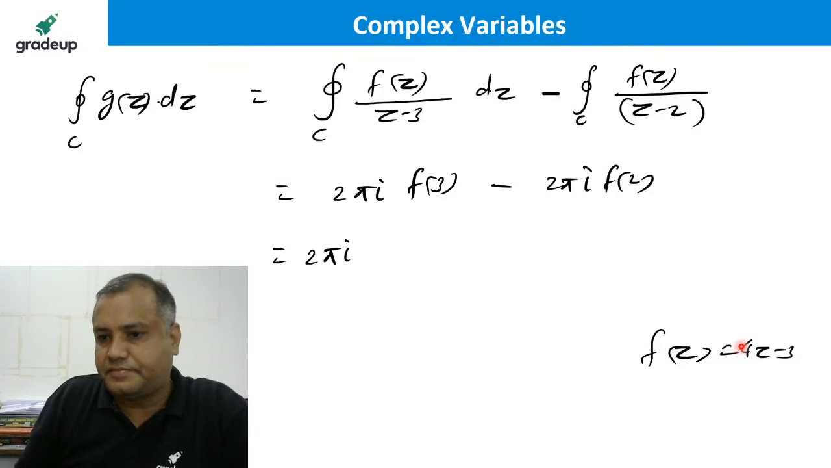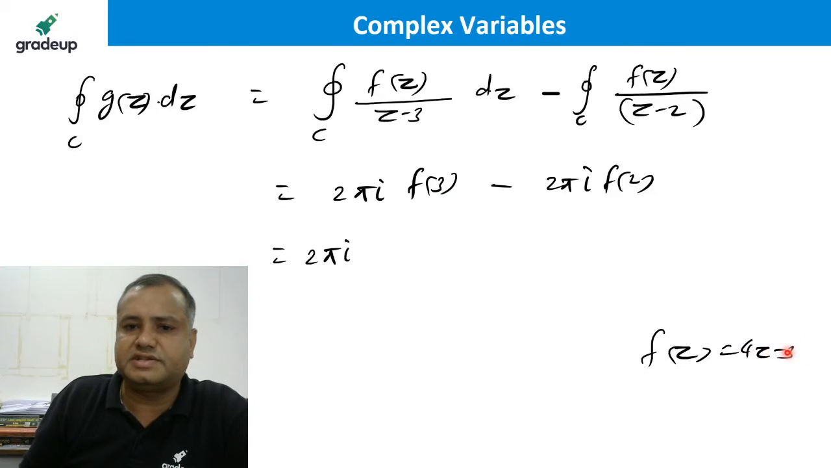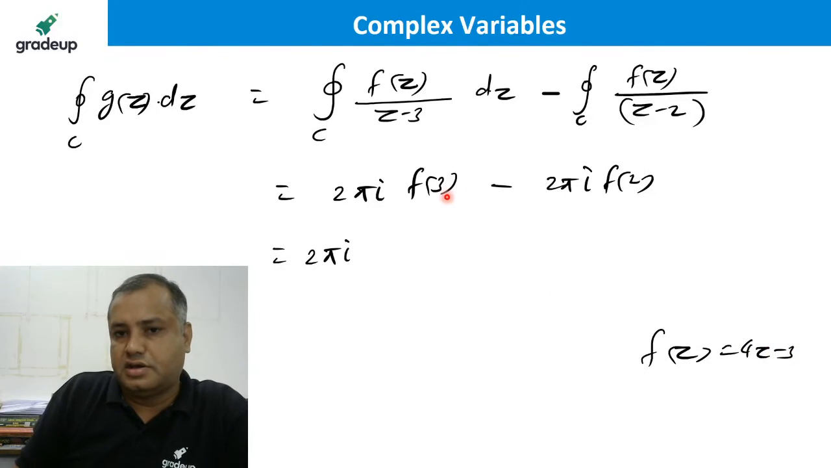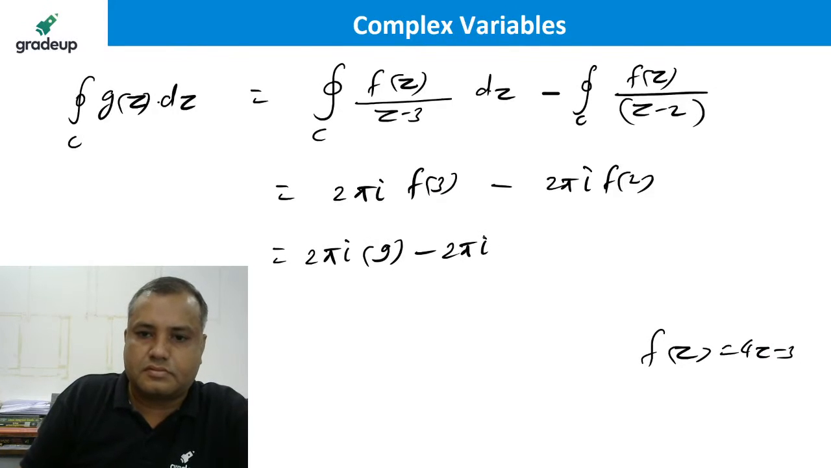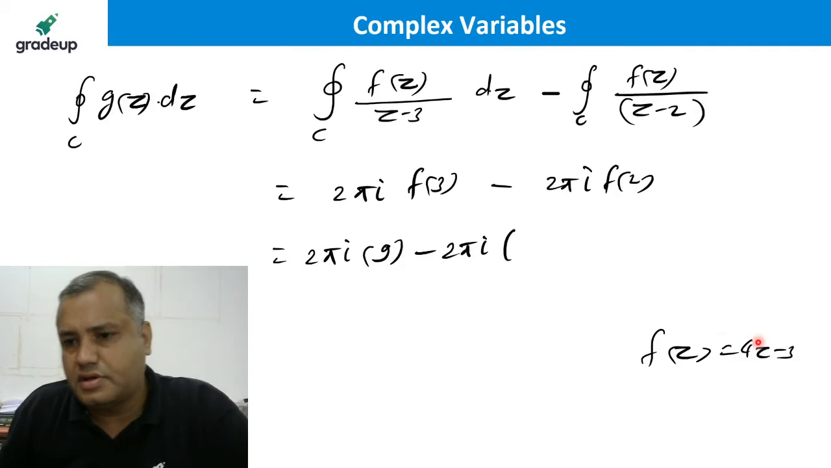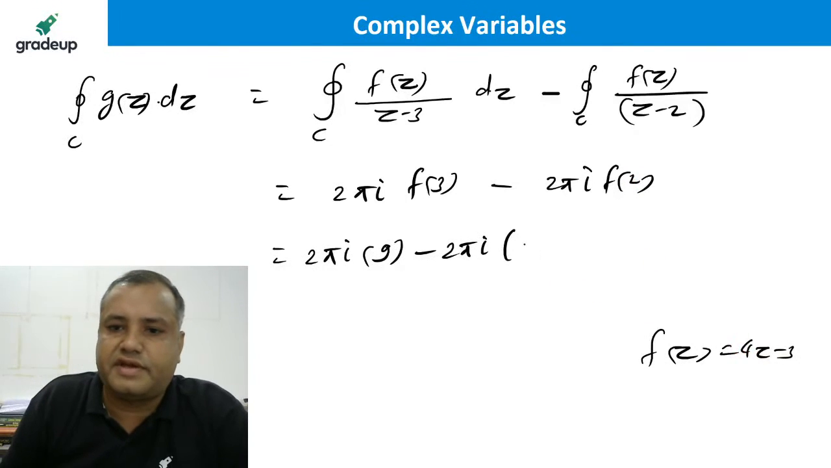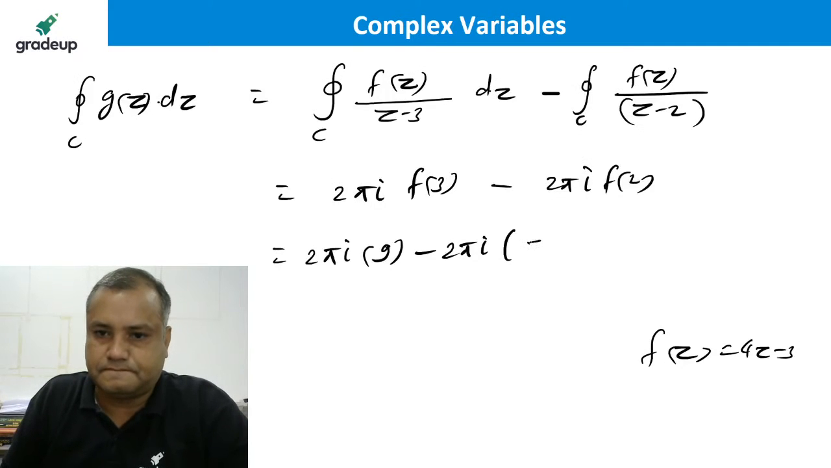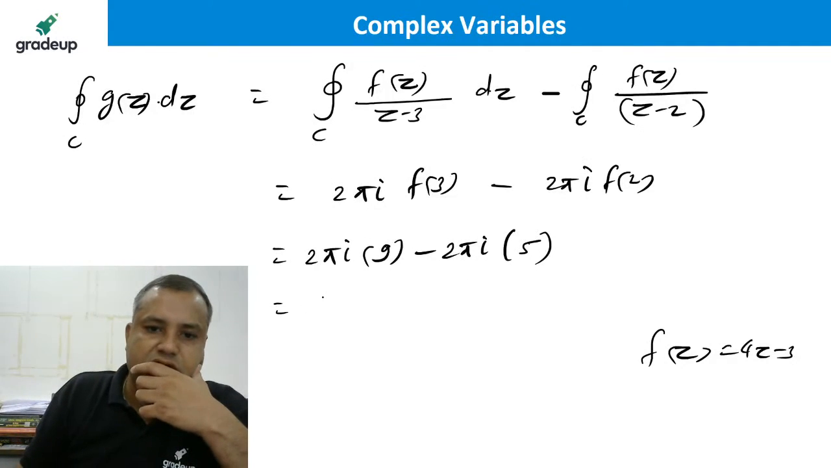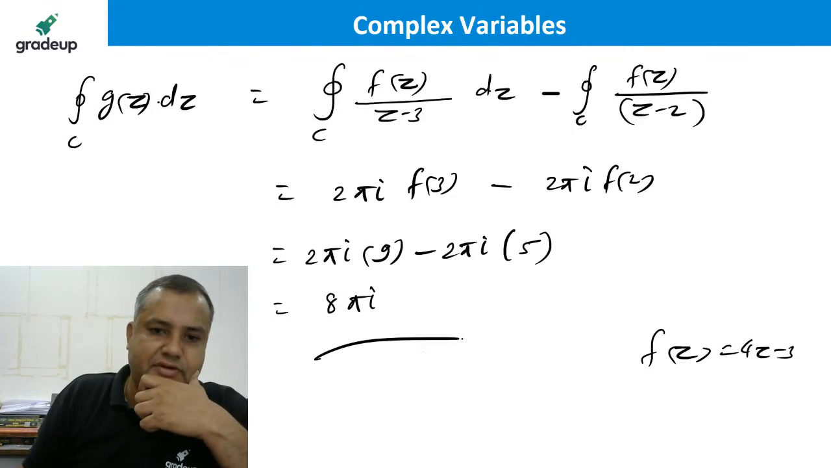So f of 3, 4 3s are 12, 12 minus 3 is 9. f of 2, 4 2s are 8, 8 minus 3 is 5. So 18 pi I minus 10 pi I will be 8 pi I, which will be your answer.